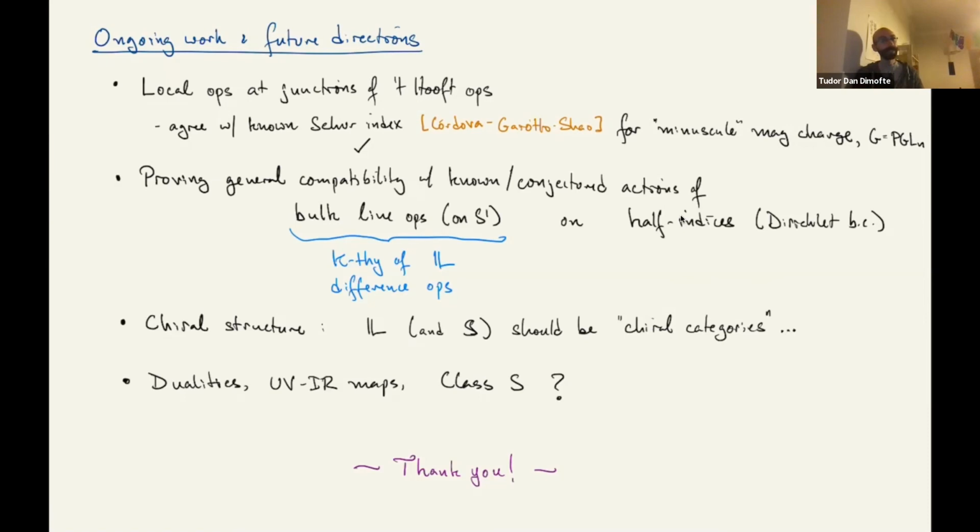And finally, I would hope that there are cool things to say about dualities and UV-IR maps and cluster algebras, and maybe even extend this sort of thing in a clever way to class S. It'd be fun to think about that later on.